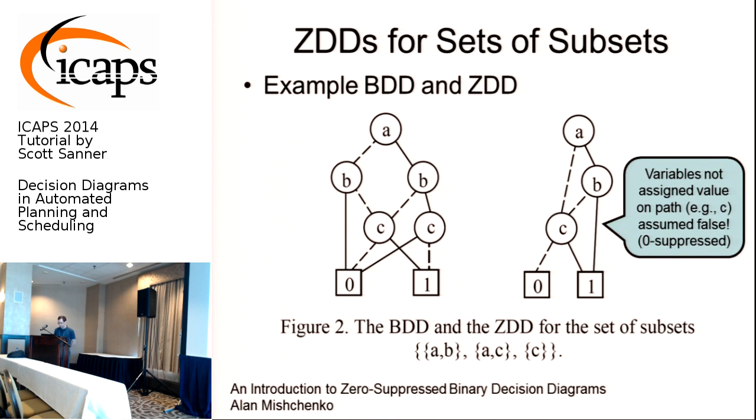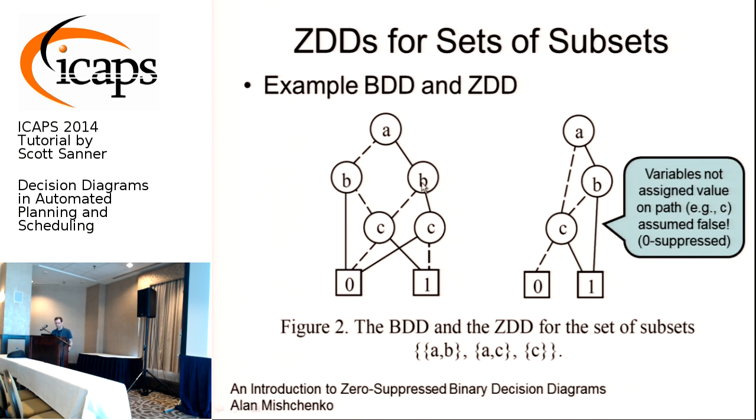OK. So imagine that I wanted to represent sets of subsets. So I have variables a, b, and c. And I want to think of sets over a, b, and c, right? So the set with a and b in it, the set with a and c in it, and the set with c in it.